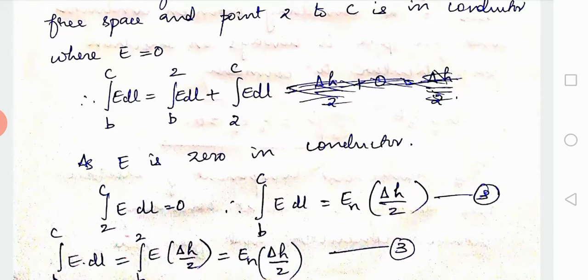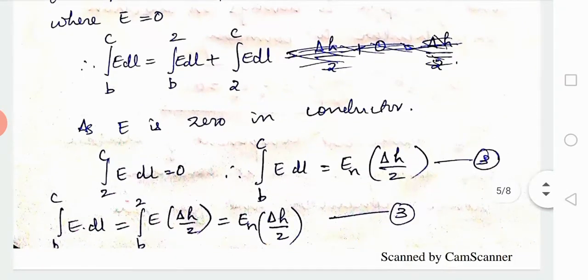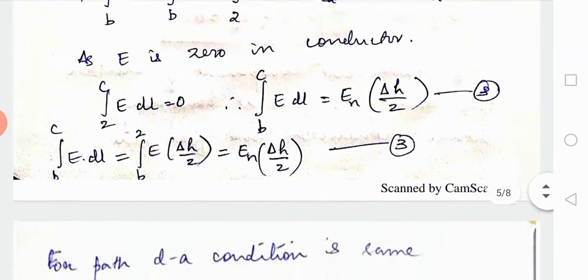Therefore, integral B to C E·dl can be written as En del h by 2. Now how did it come? Integral B to C E·dl: we know there are two halves, and the second half is equal to 0 already. Integral B to C of E del h by 2 is the remaining. So after integrating, we get E as En, as it is normal, En del h by 2. That is your third equation.